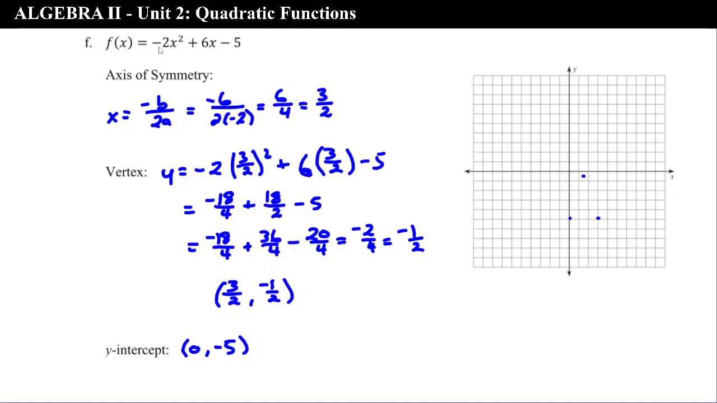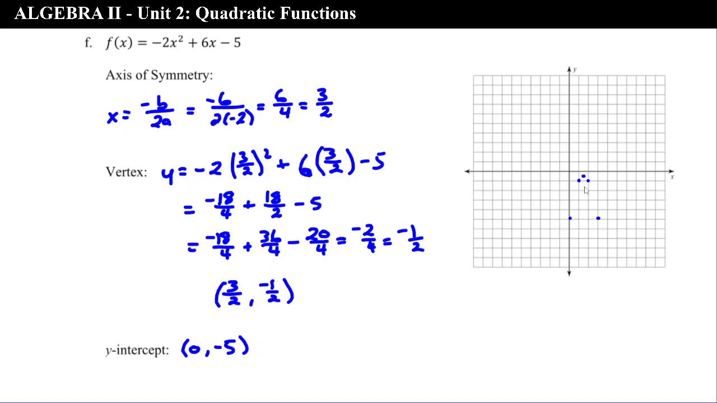We know it's going to be concave down. We know where our stretch is going to be, but we can find another point by just putting in 1. So let's put in 1. First we get negative 2 plus 6, which is 4, minus another 5 is going to give you negative 1. So you can go 1, negative 1. There's a point there, and you can reflect it there.